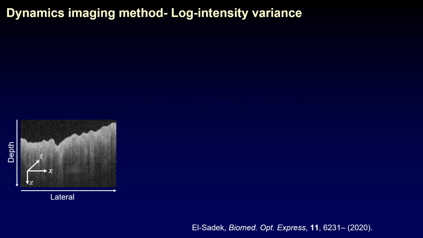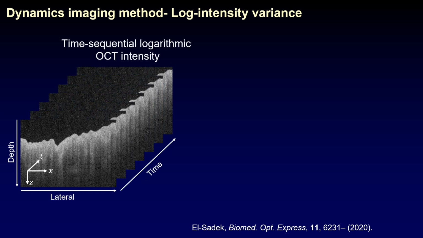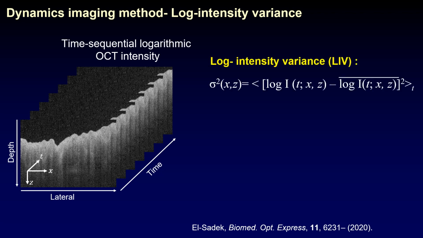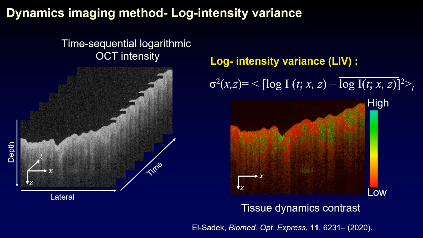Let me explain the method and experimental setup used in this proposed study. To achieve tissue dynamic sensitivity, we captured multiple B-scans at the same location of the tissue, and then by computing the variance of the time sequence dB-scale OCT intensity signal at each pixel, we can visualize tissue dynamics, and we call it log intensity variance, LIV. In the pseudo-color composite image, high dynamics region appears as green while low dynamics appears as red.